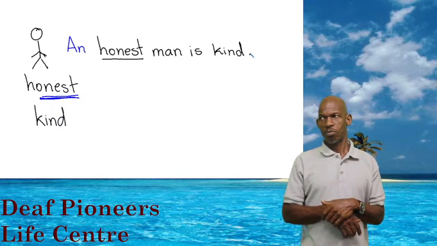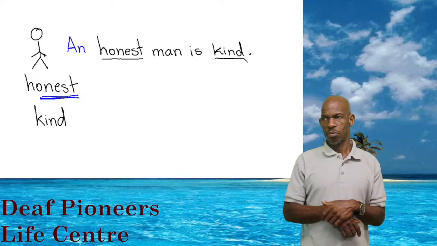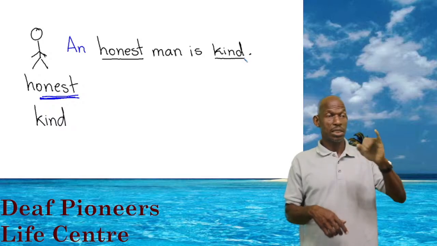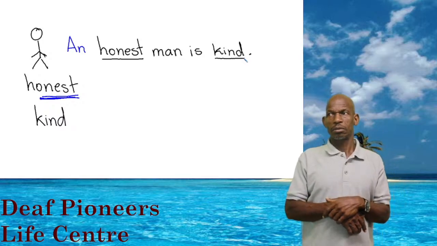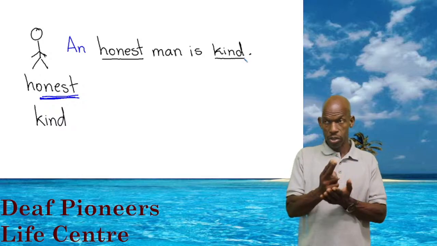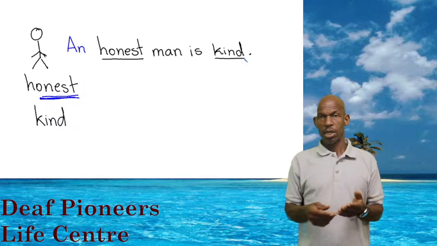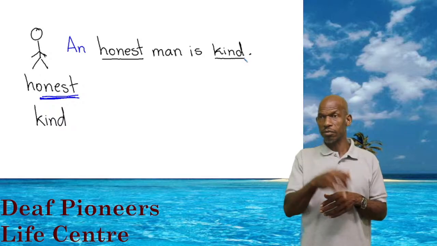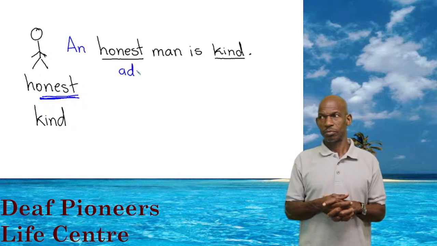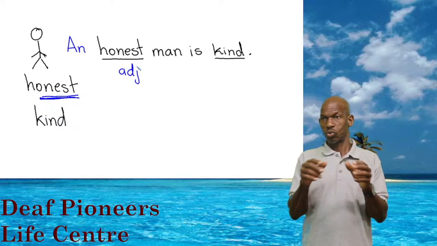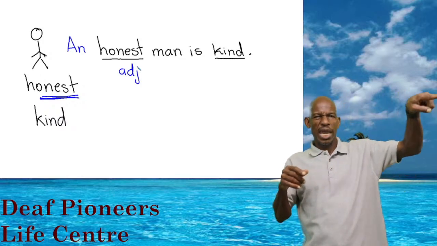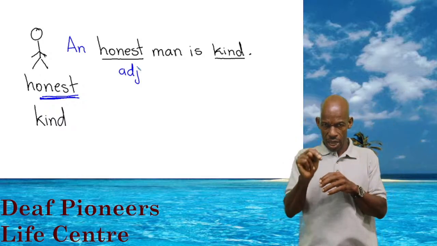So I have my adjective kind and I have my adjective honest. But when I'm using honest, I put an, because honest is an adjective that can be used before a noun. I want you to see that this is a noun, but we are following the word honest. Honest is not a noun, but we are going to use it before the noun. And because it is used before the noun, we have to say an honest. An honest man is kind.